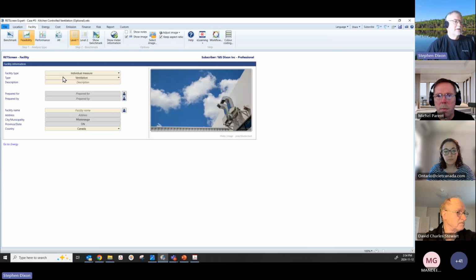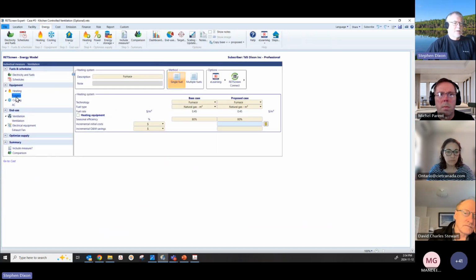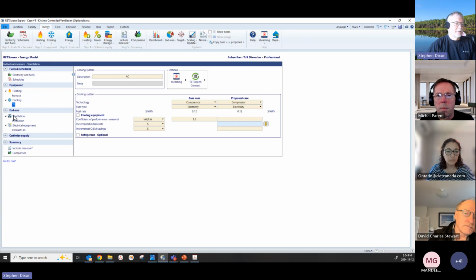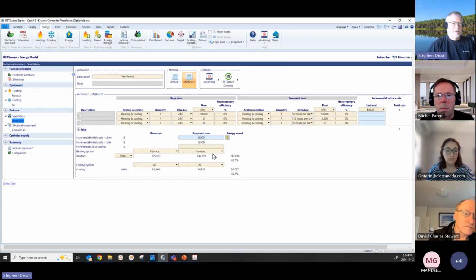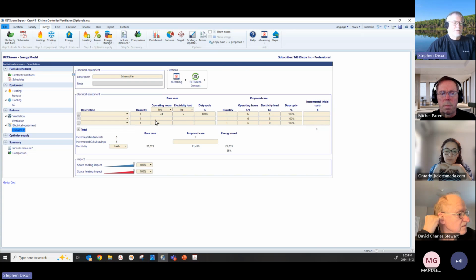If we run over here to our energy situation, we still have our heating equipment as we had before, our cooling equipment. We have the ventilation, but in the base case, we're running this system at 10,000 CFM 24/7, but in the proposed case, we're running at 6 hours at 10,000 CFM, 12 hours at 2,500, and off for another 6 hours.